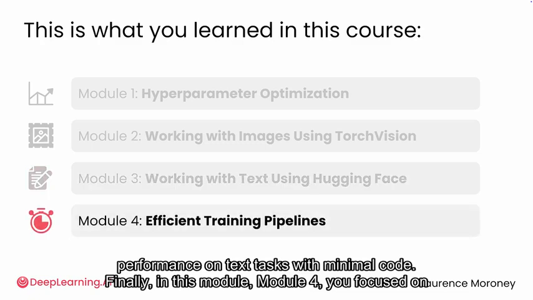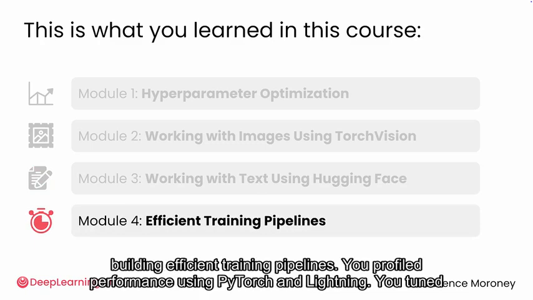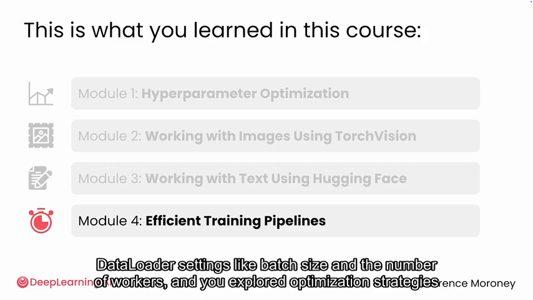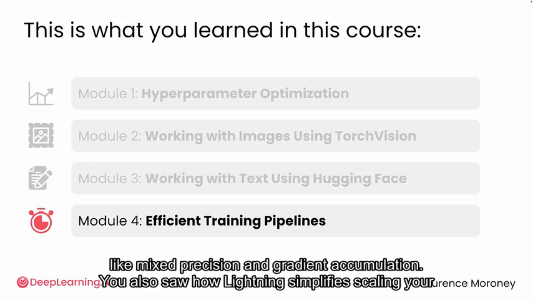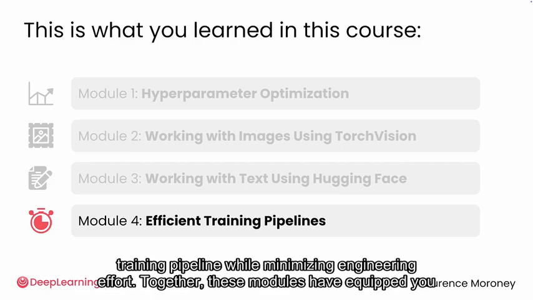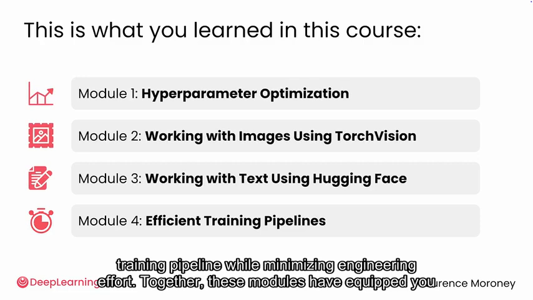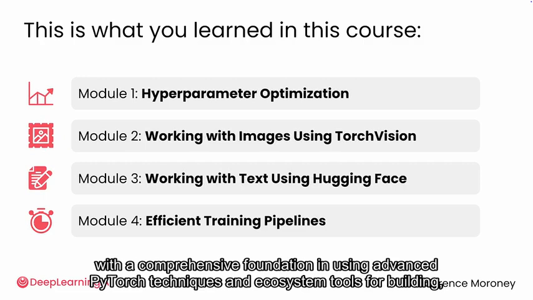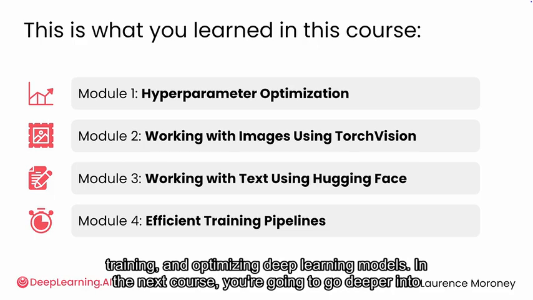Finally, in this module, Module 4, you focused on building efficient training pipelines. You profiled performance using PyTorch and Lightning. You tuned data loader settings like batch size and the number of workers, and you explored optimization strategies like mixed precision and gradient accumulation. You also saw how Lightning simplifies scaling your training pipeline while minimizing engineering effort. Together, these modules have equipped you with a comprehensive foundation in using advanced PyTorch techniques and ecosystem tools for building, training, and optimizing deep learning models.